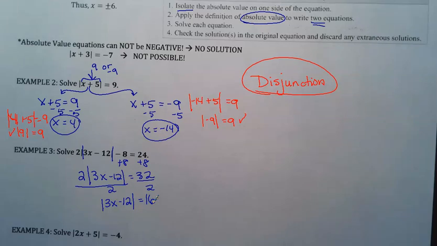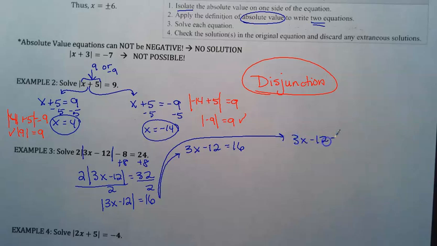Okay, so I've kind of run out of some room. So we're going to split it. Now that we have step 1 done, it's isolated, we're going to split it into 2 different parts. So we're going to say, well, 3x minus 12 is going to equal 16, or we are also going to say 3x minus 12 equals negative 16. Since it's the absolute value, we have to do both. Remember, that's that disjunction. And then we're ready to solve.